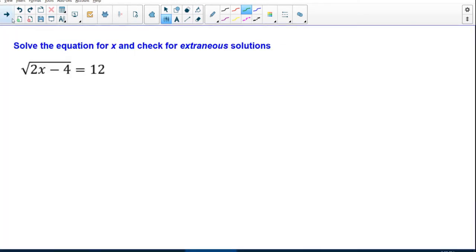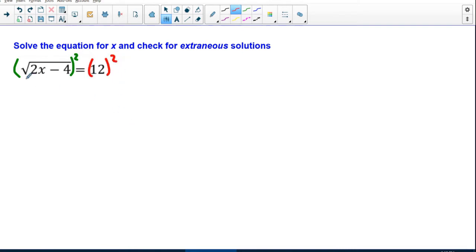So my first example here, I'm saying solve this equation for x and also check for extraneous solutions. So I noticed that this is radical, or you could say square root, 2x minus 4 is equal to 12. And the way that I solve equations is by doing opposites to cancel things out. So the opposite of square root is square. So I need to square this. And what I do to one side, I have to do the other. So I would also square this 12.